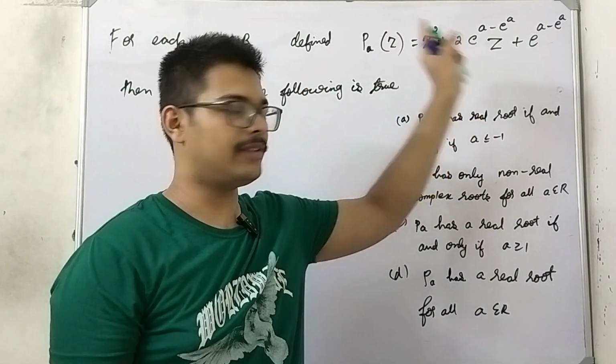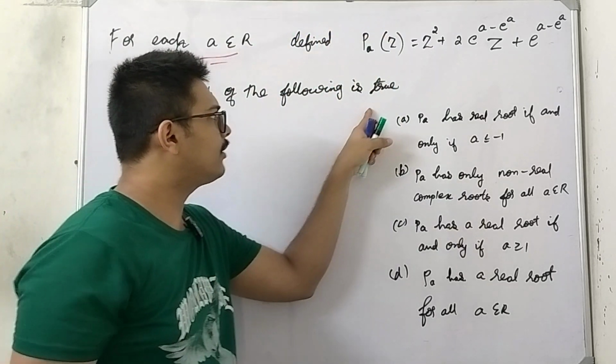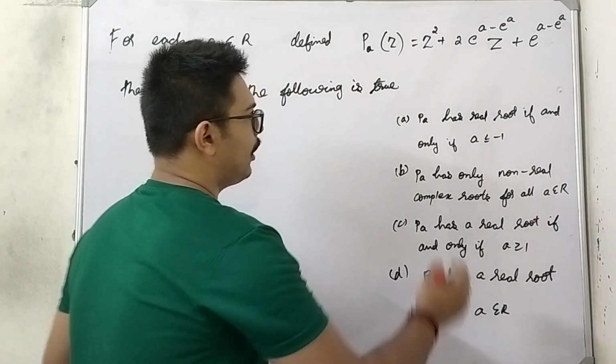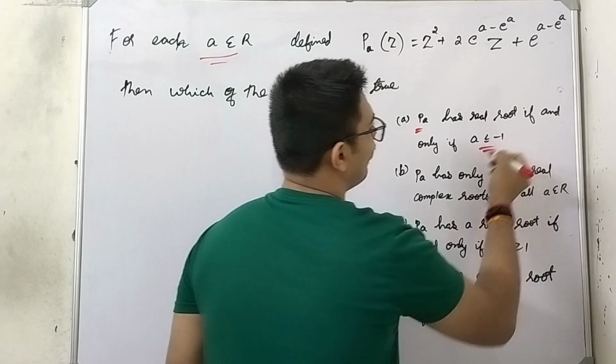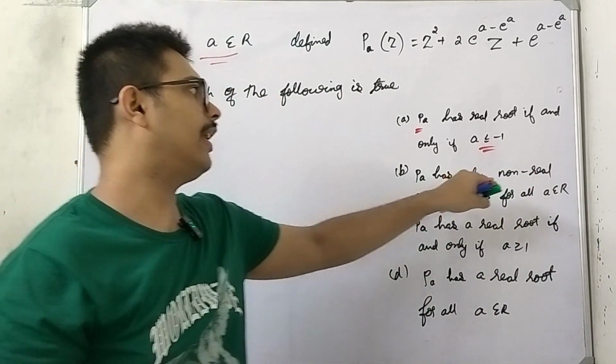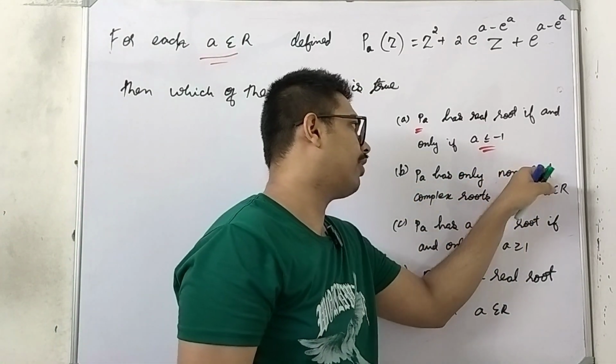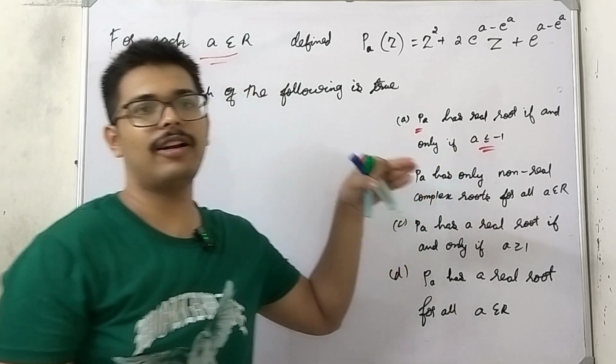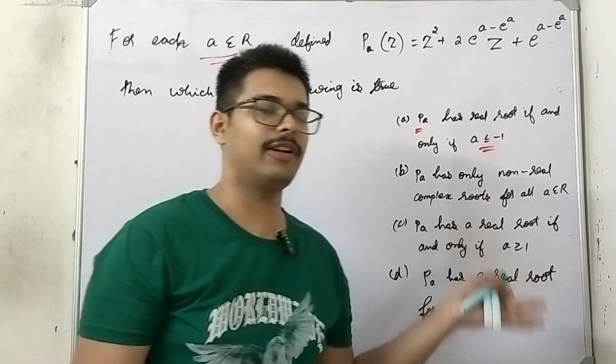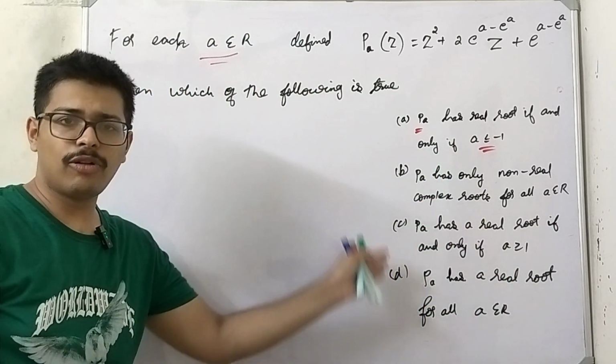We have seen the question. Now, which of the following is true? We need to find: P of a has real root if a value is this one, or P of a has only non-real complex roots for all real numbers a. We need to prove which is correct.